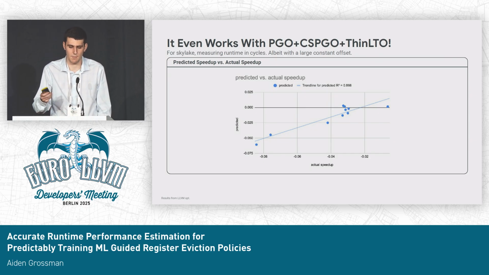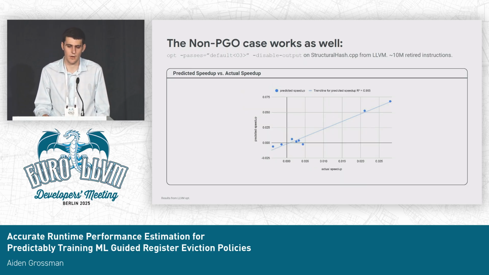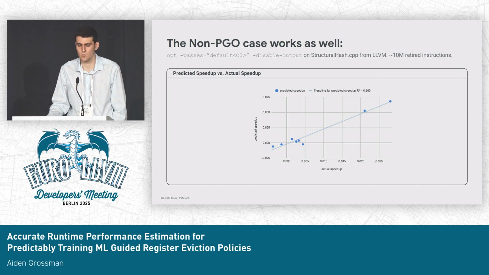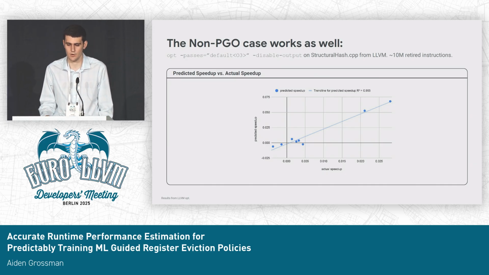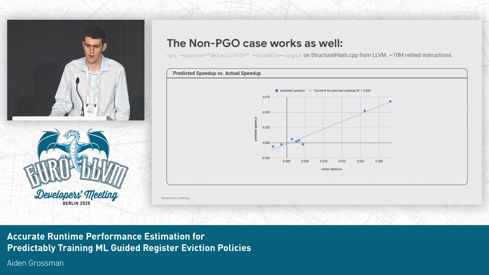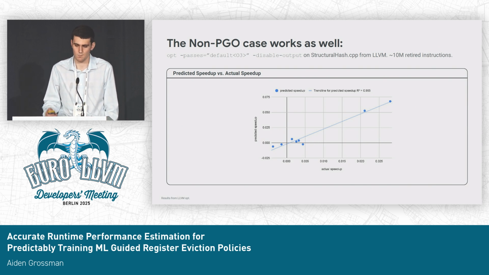We end up with pretty good results right here, a reasonable R-squared value. It works even better in the non-PGO case, where the R-squared value is even better. This is a reasonably real-world example. It's just running on LLVM opt, which ends up with about 10 million retired instructions. So it's not just a toy workload, it's a decent chunk of the compiler.